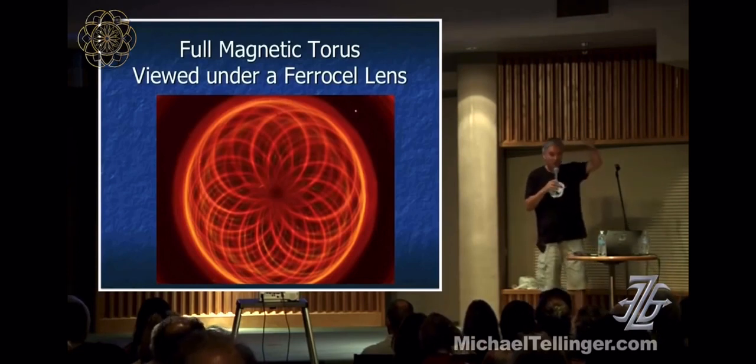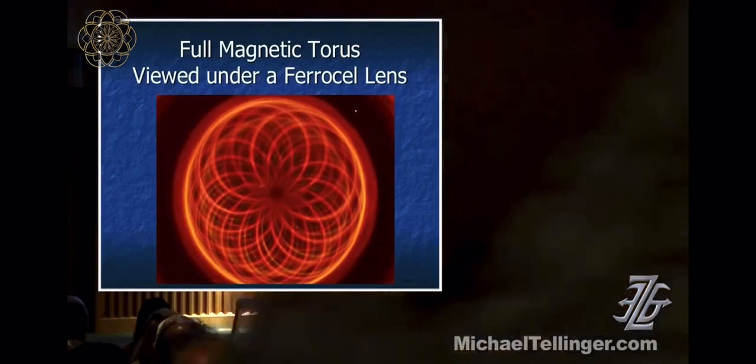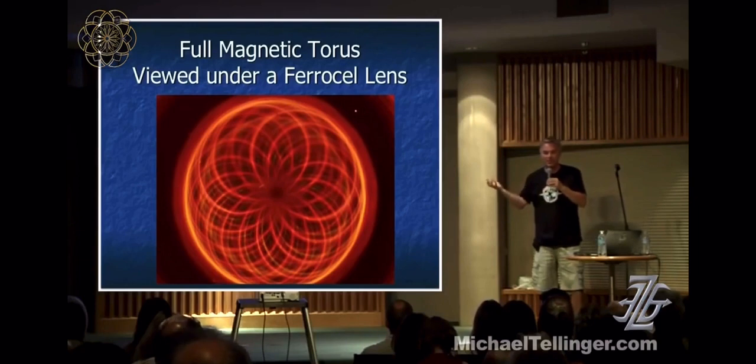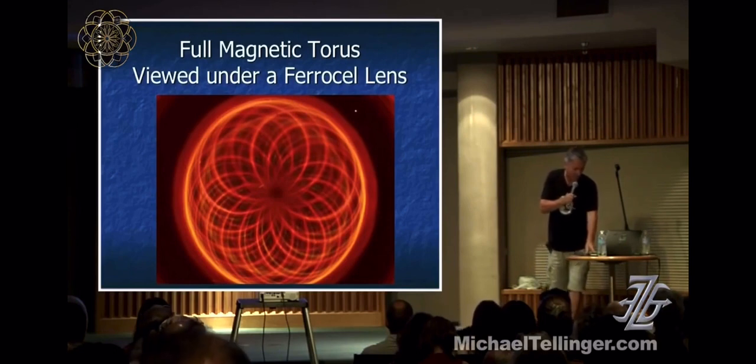And the ancients knew this. They put all the ancient sites on all these magnetic lines because their ancient structures were actually driven by these magnetic lines and this toroidal field. You know what I mean?